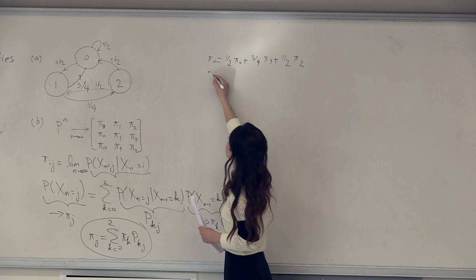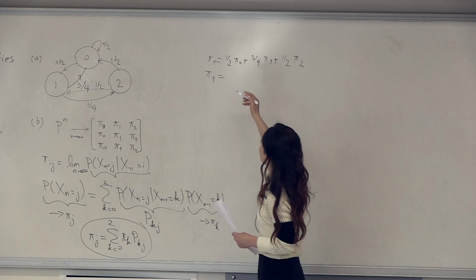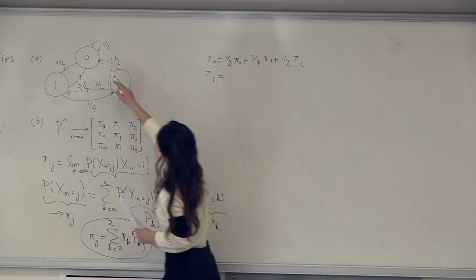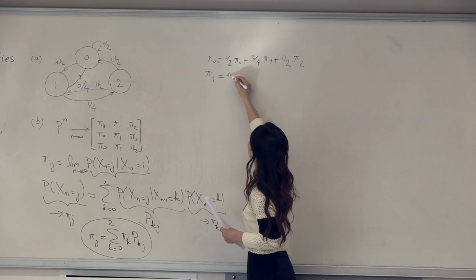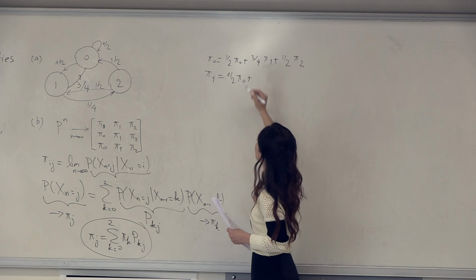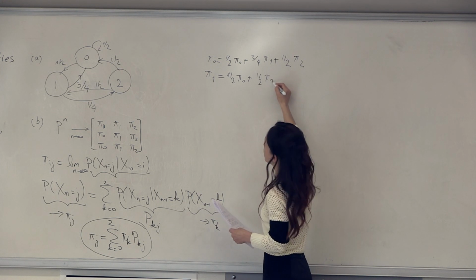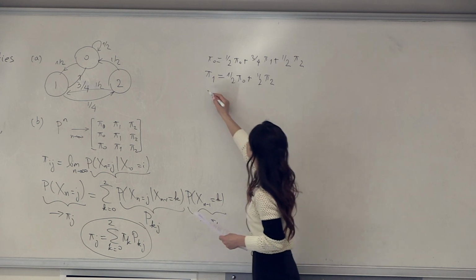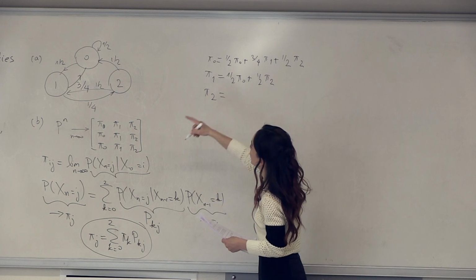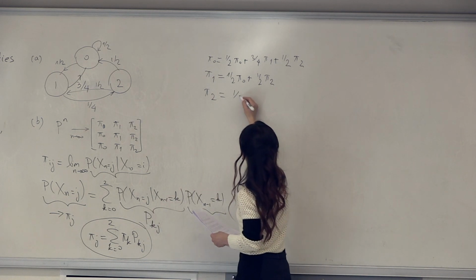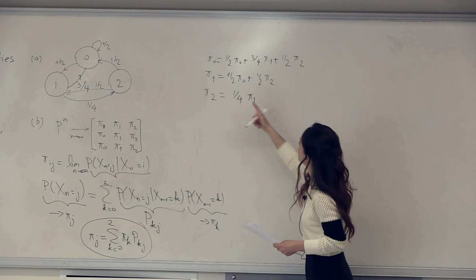Okay, the next equation is pi 1 equals what? Pi 0 times p01, which is 1/2. So 1/2 pi 0 plus 1/2 pi 2. That's it. And pi 2 is equal to what? 1 over 4 pi 1. That's it. So pi 2 is 1 over 4 pi 1.